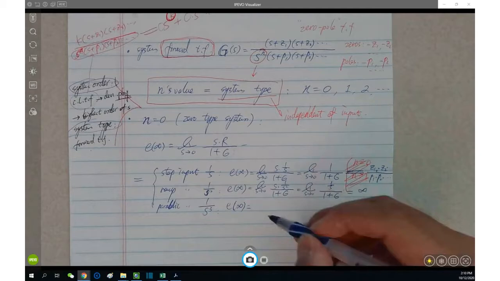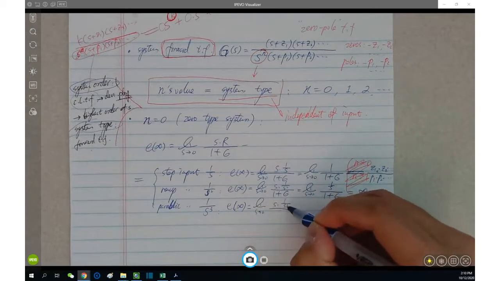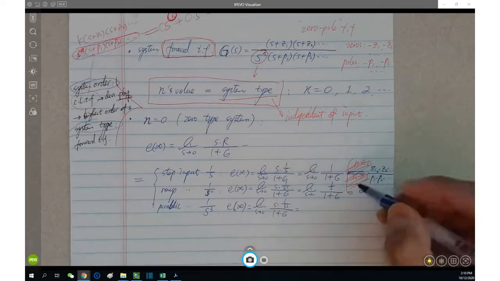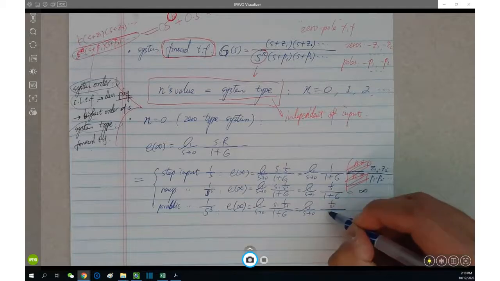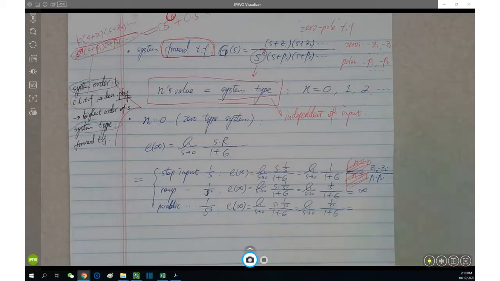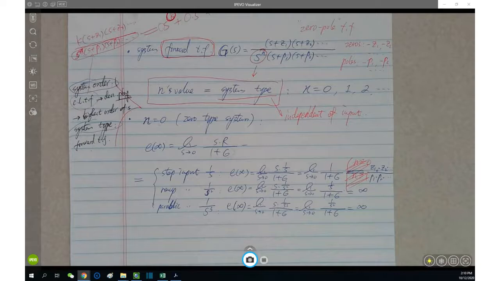And here, similarly, what are we going to have? Anyone? So to a parabolic input, the 0 type system is going to end up with what? Infinity. Infinity. Good. Yes, that is right. Infinity again, for the same reason, right?